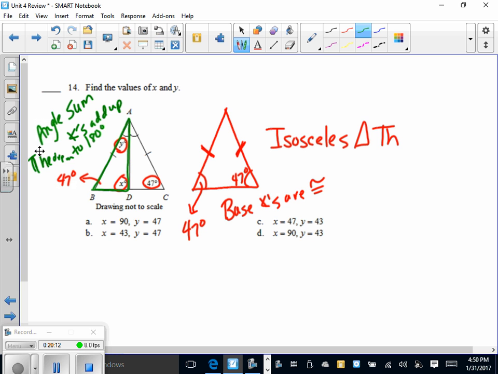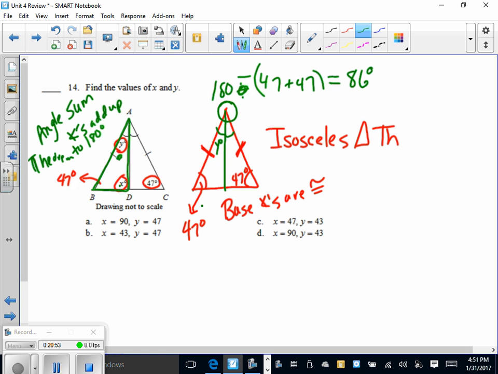Okay, so to find x, we still got to know what y is because we only have one angle. Now also, it says this side is congruent to that side. Well, that's 47. This 47, the big triangle is also 180 degrees. So I can say 180 degrees minus 47 plus 47 leaves me 86 degrees, which is for this whole big angle.